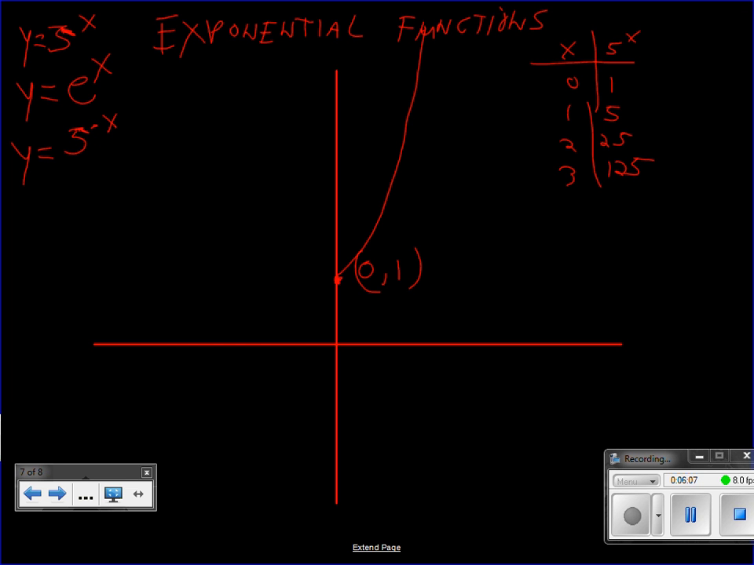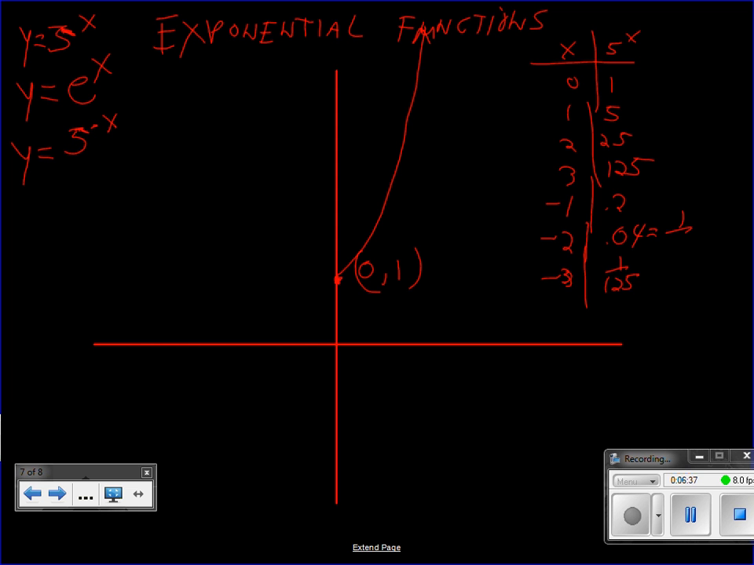This is very steep. If we talk about the slope here, it's very steep. Now what happens if it goes negative? What about minus 1? Well, minus 1 is just going to be 0.2. What about minus 2? Minus 2 is going to be 1/25. So minus 3 is going to be equal to 1 over 125.